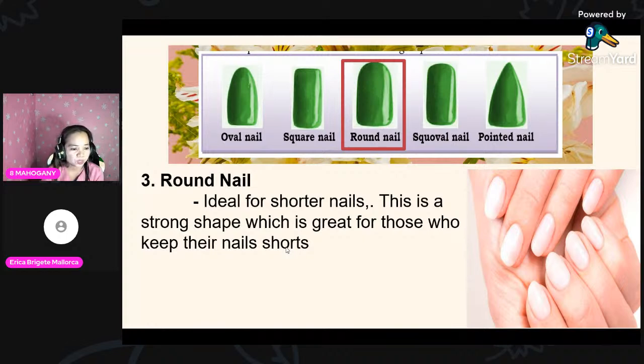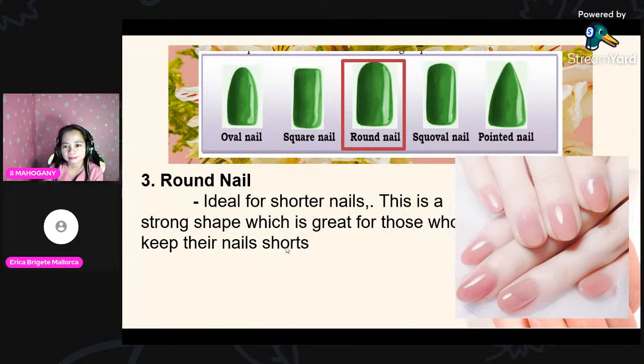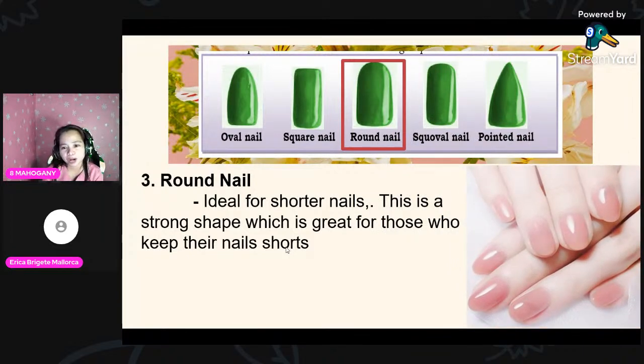Okay po. So, similar to the square-shaped nail, round nails have straight sides but are rounded off at edges. Okay. So, again, round nail is for the shorter nails, a strong shape which is great for those who keep their nails short. So, yun po yung mga round nail. Okay. Next po. Ayan po yung mga halimbawa na mga round nail.